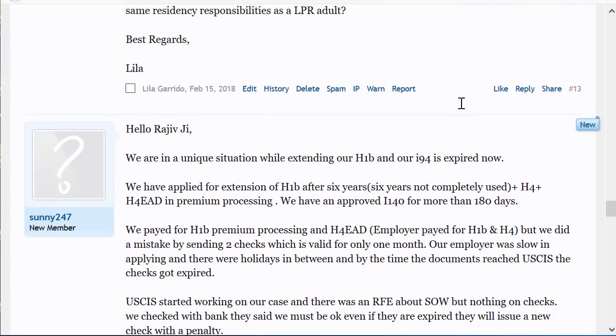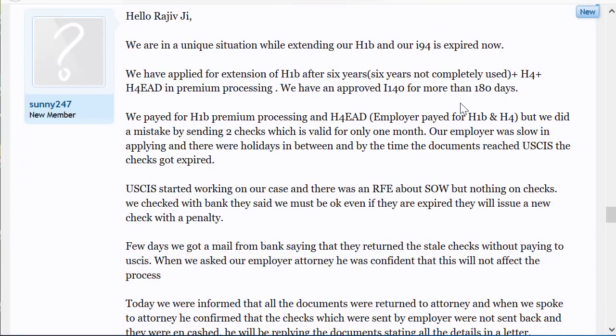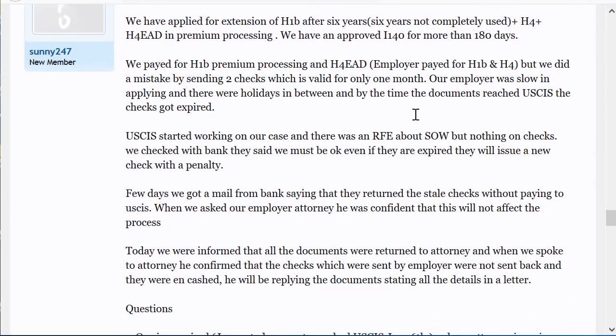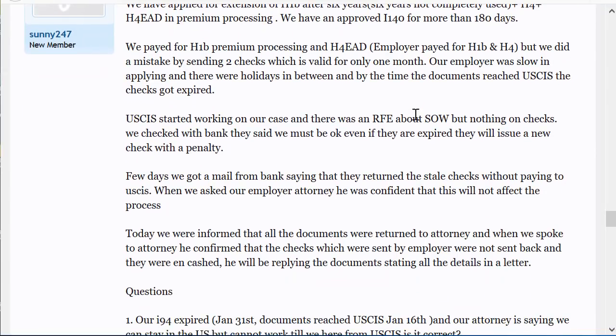Sunny 247: We are in a unique situation while extending our H-1B, and our I-94 is expired now. We've applied for extension of H-1B after 6 years. The 6 years were not completely used, plus H-4 and H-4 EAD in premium processing. We have an approved I-140 for more than 180 days. We paid for H-1B premium and H-4 EAD. Employer paid for H-1B and H-4, but we made a mistake by sending 2 checks.